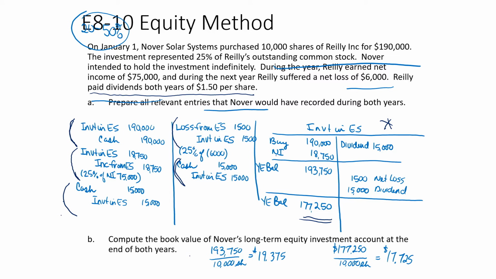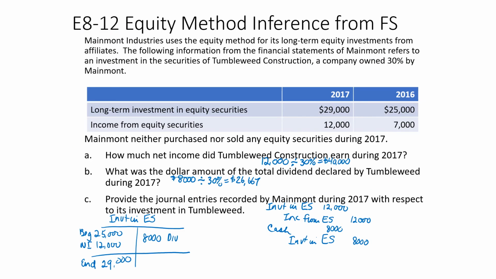In Part B, they want to know what the book value is. Well, you compute book value by taking the balance in the investment account and dividing it by the number of shares. So in the first year, 193,750 divided by 10,000 shares is $19.375. In the second year, 177,250 divided by 10,000 shares, the book value is $17.725. So that's the equity method.